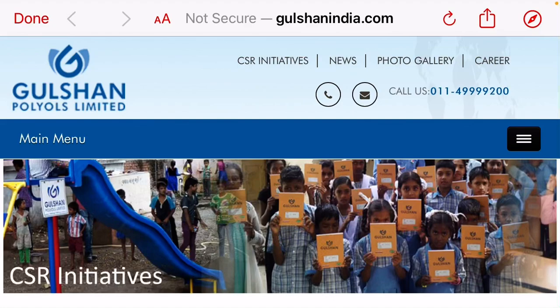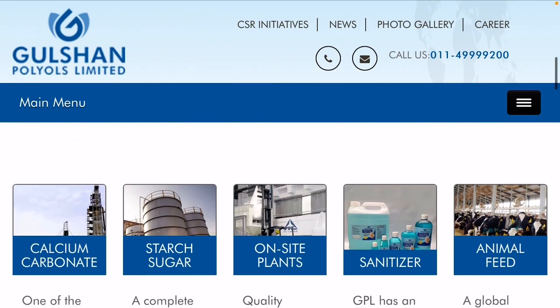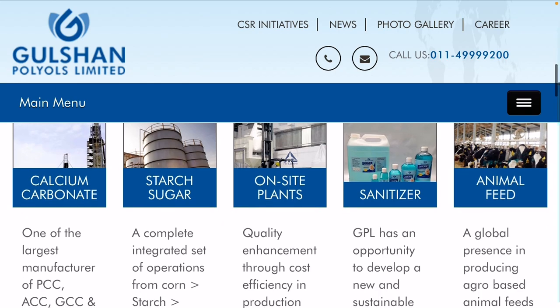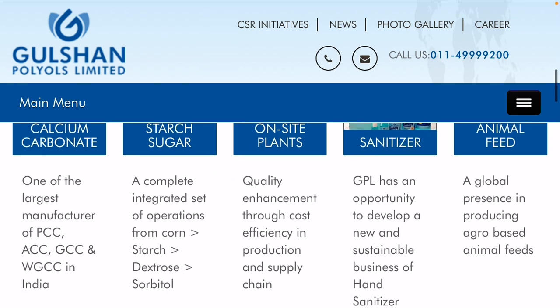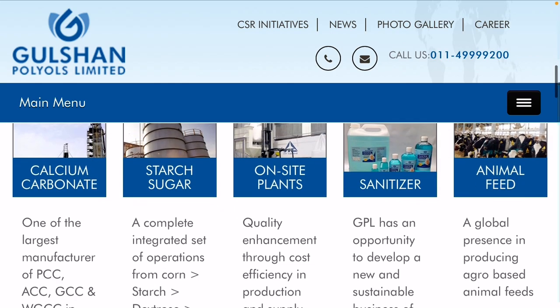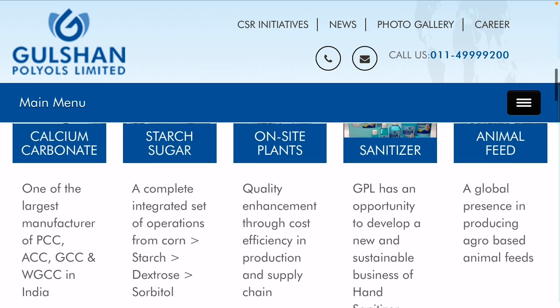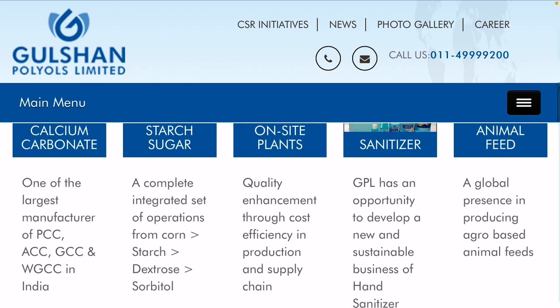Good evening, friends. So here I am going to show you the fundamental analysis of one of the small cap companies. The company name is Gulshan Polyols Ltd. You can see that the company is dealing in calcium carbonate, one of the largest manufacturers of PCC, ACC, GCC and WGCC in India.